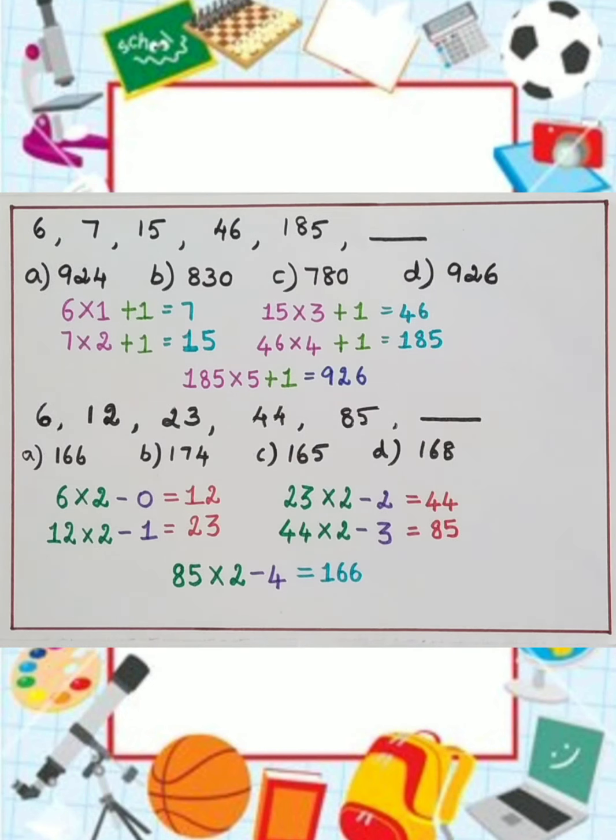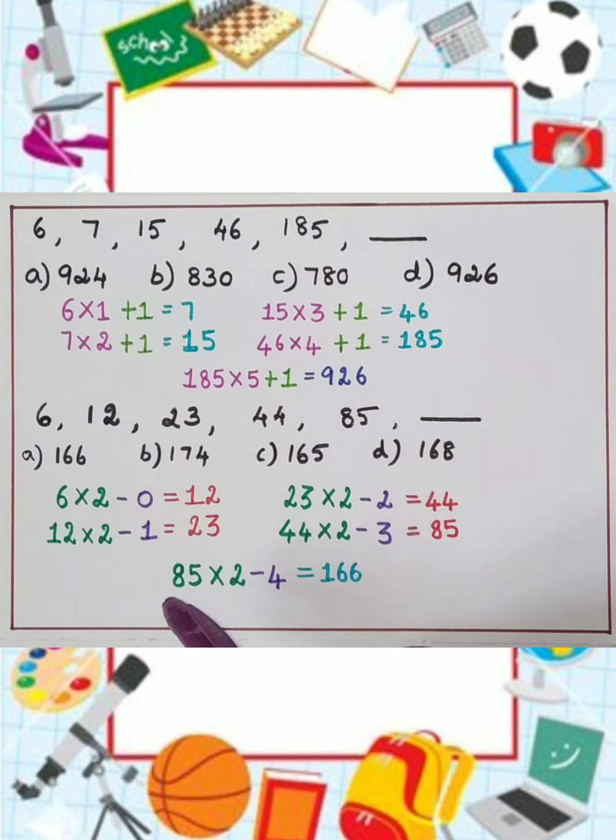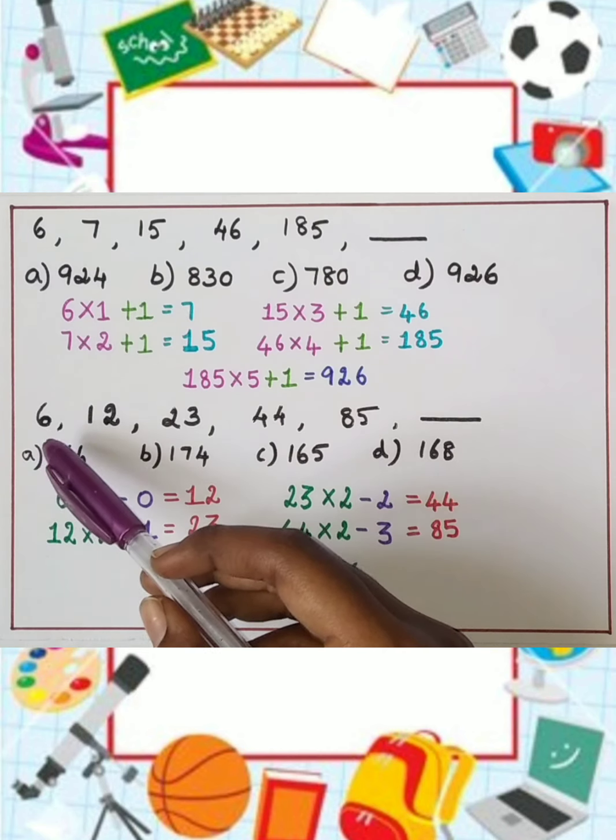Having found the logic, now to find this number, we will have to multiply 85 with 2. So 85 into 2 gives us 170. The next number should be 4 because 0, 1, 2, 3. The next number is 4. So 170 minus 4 gives us 166. So the answer is option A, 166.